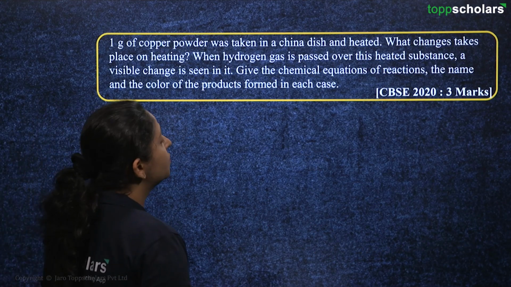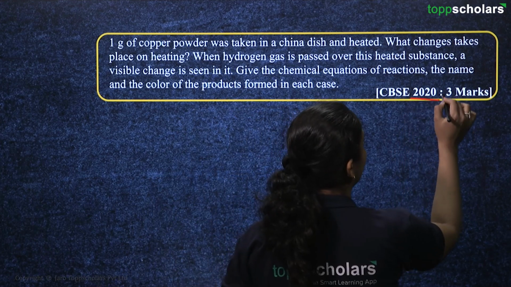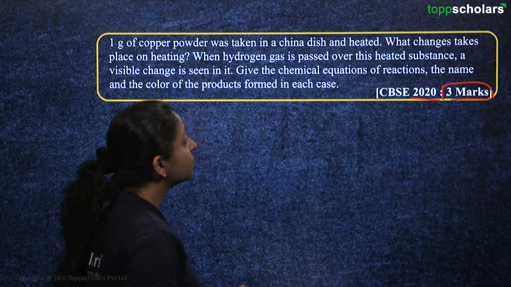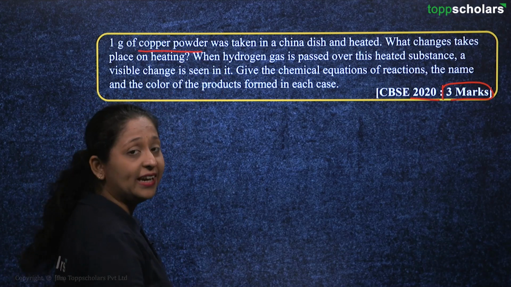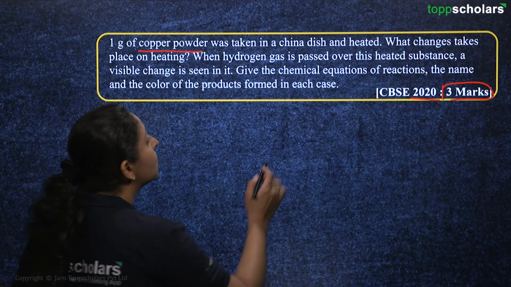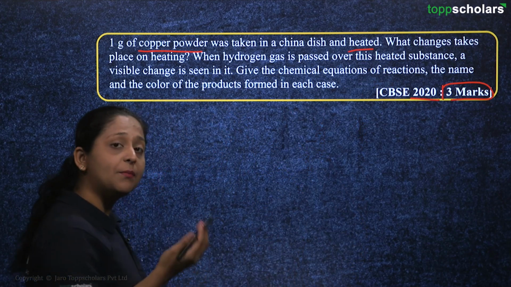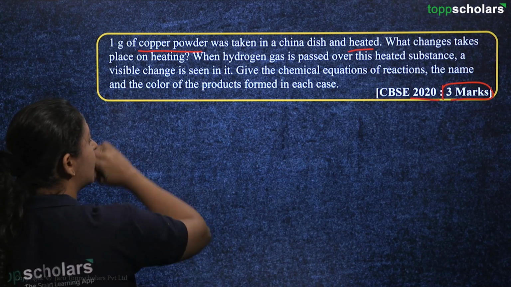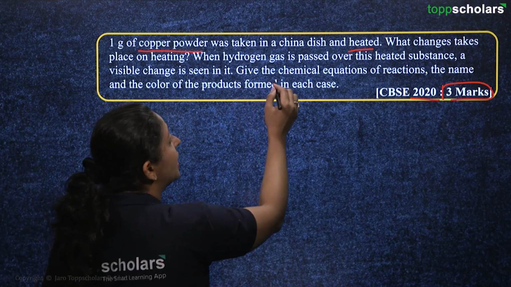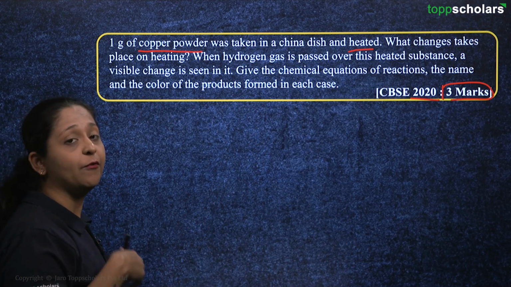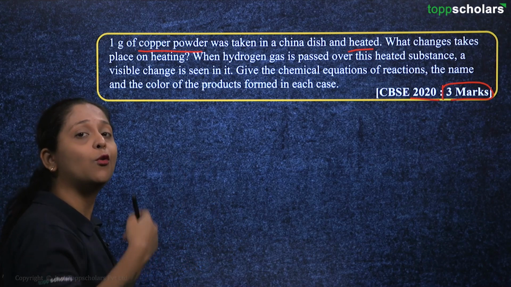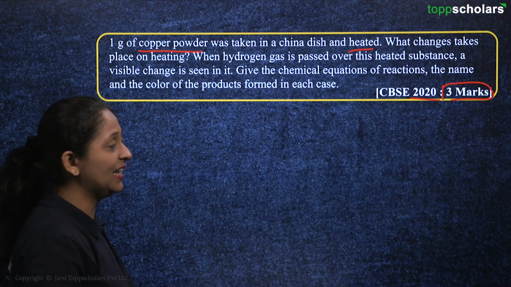The next question, students, is from the year 2020, holding 3 marks for you. The question says 1 gram of copper powder was taken into a china dish and it was heated. You have to state what changes take place. Now, when hydrogen gas is passed over this heated substance, a visible change is seen. You have to mention the chemical equation for both of these reactions which are taking place here.